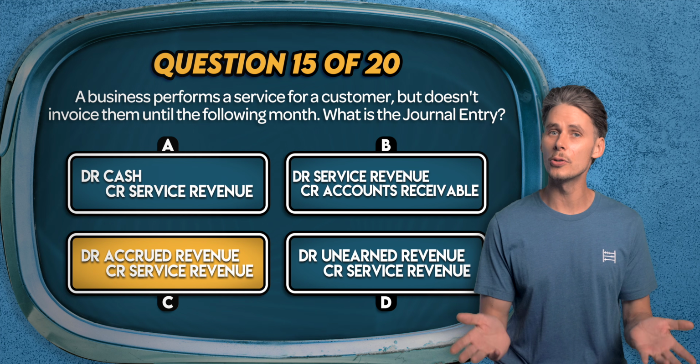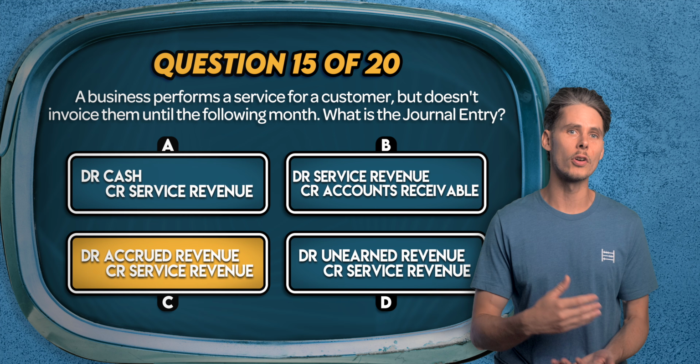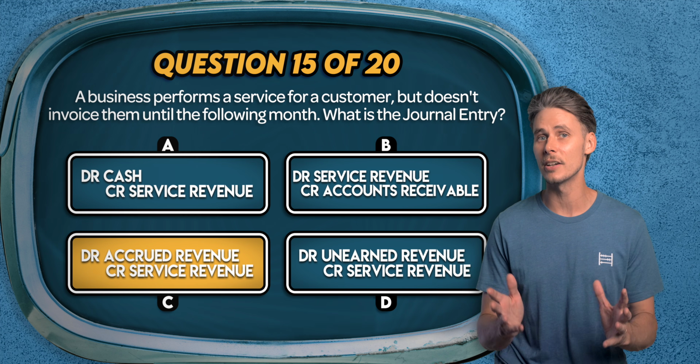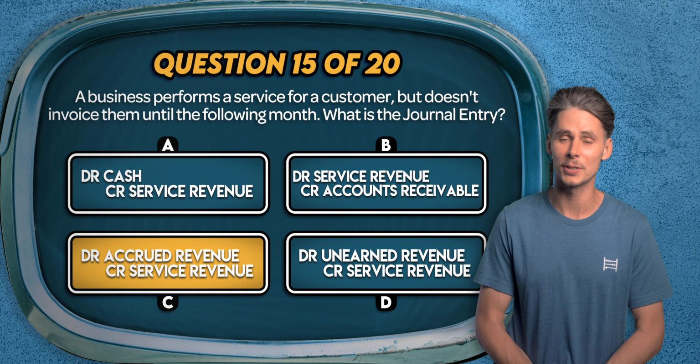It's C. Accrued or unbilled revenue is debited to record an asset on the balance sheet, and service revenue is credited to recognize the income earned on the income statement.